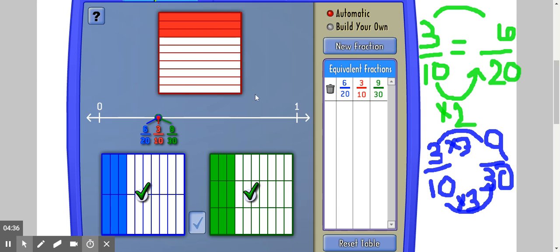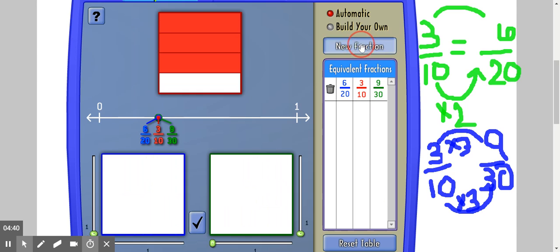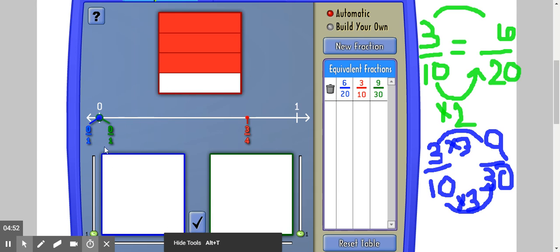And I want you to work several of these, probably 10 or 15 problems. Okay. So if you click new fraction, it's going to give you a new one to work. And again, you're doing all of your work like this on your paper. So on your paper, I want you to write this fraction, then get me an equivalent fraction and tell me what you multiplied or divided by. Get me the second one, then check it. And then it's going to come across here. Okay. So you're going to do about 10 or 15 of those problems before you move on to your next station.